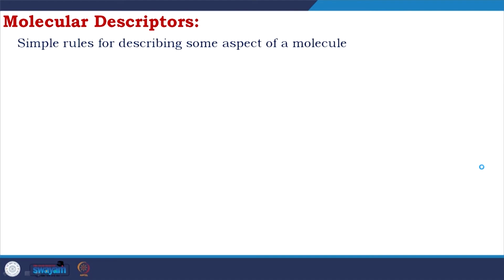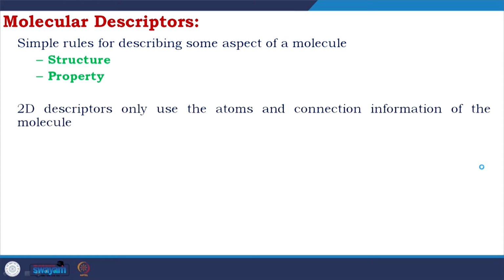Molecular descriptors, as I told, are simple rules for describing some aspect of a molecule, like you could talk about the structure, you could talk about the property. 2D descriptors only use the atoms and connection information of the molecule, like CH3, CH3. So, the atom carbon and 3 hydrogens, carbon and 3 hydrogens. If only the atoms and their connections, that is a 2D descriptor.